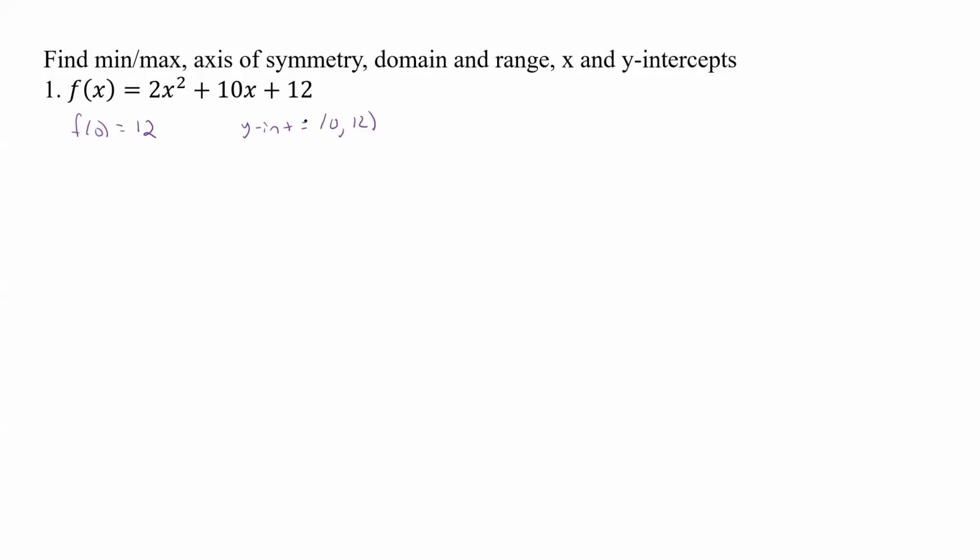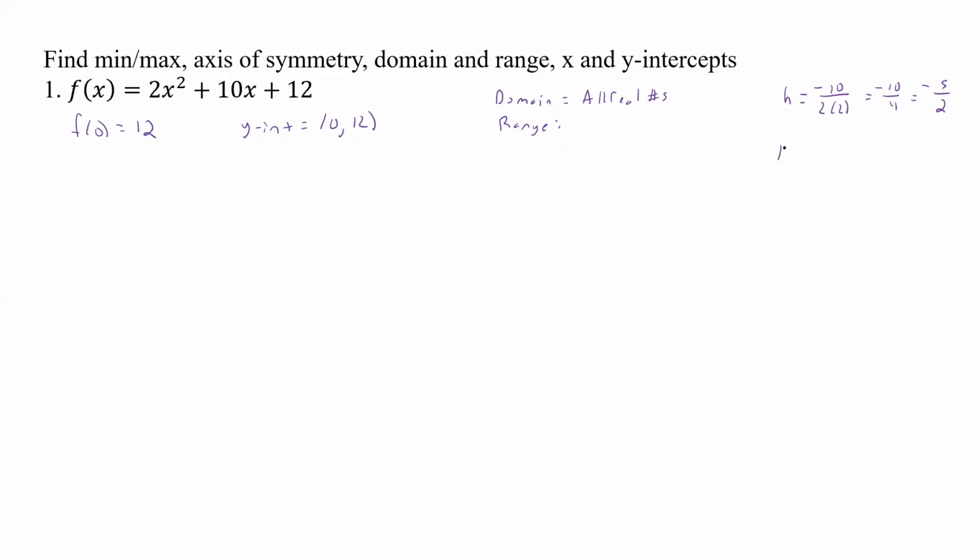Okay. Let's think about domain and range, because that's something we can do pretty easily. The domain is going to be all real numbers. And our range, well, before we can get that, we have to find our h and our k. So let's say h is equal to negative b over 2a, which is negative 10 over 2 times 2, so negative 10 over 4. And so that's going to be negative 5 halves. All right, so that's our h.